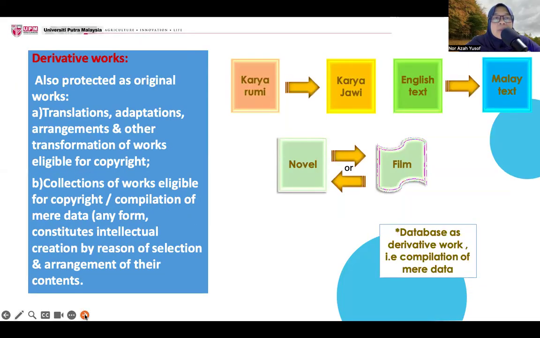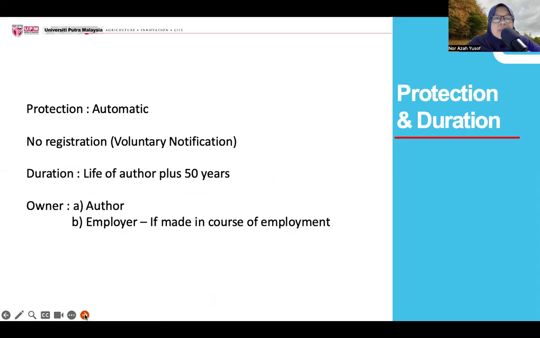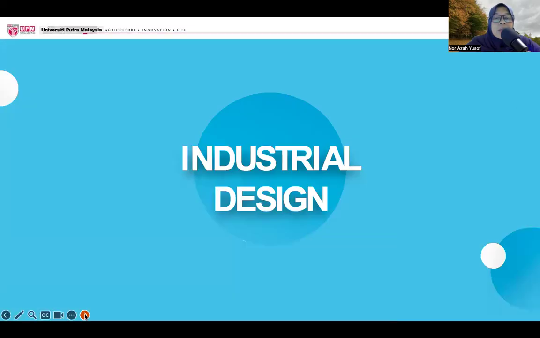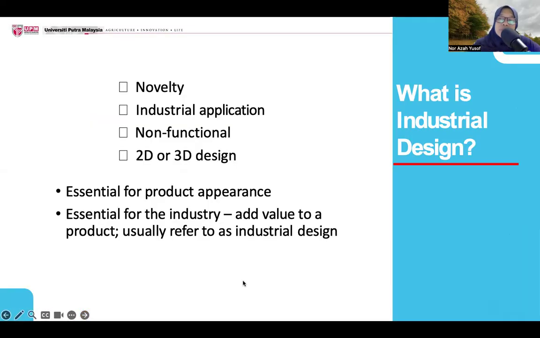Okay, let's look at other copyright, other IP. So industrial design. This is also probably good for us if you are working with certain designs during your research. The final product that comes out, whatever you have designed as your own prototype, can be protected using what we call industrial design.